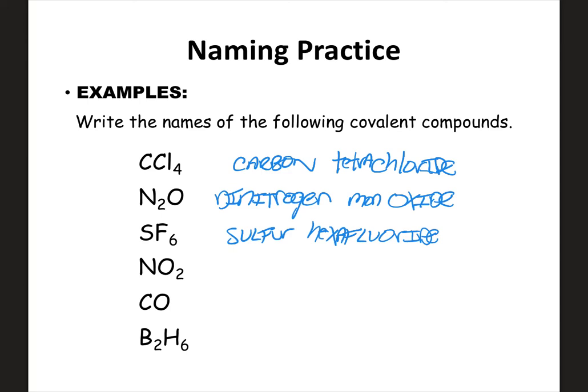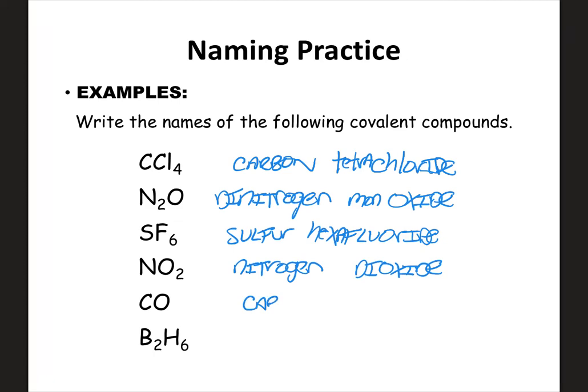All right. So the fourth one here, we have NO2. So it's going to be nitrogen. The O is going to be oxide because it has to end in IDE. We don't put mono on the first element, even though there's one nitrogen, and then there's two of the oxygen. So it's nitrogen dioxide.